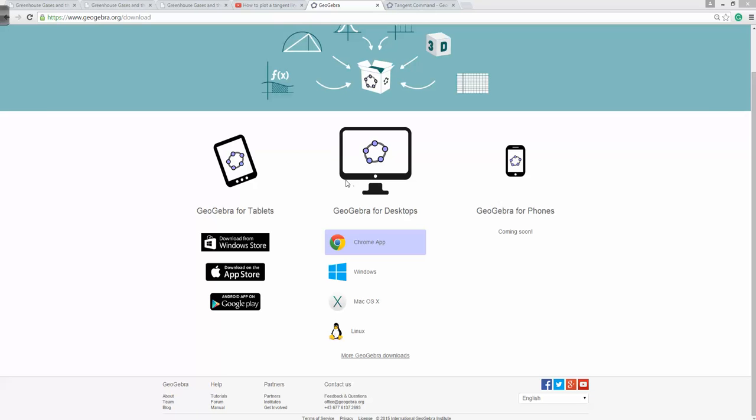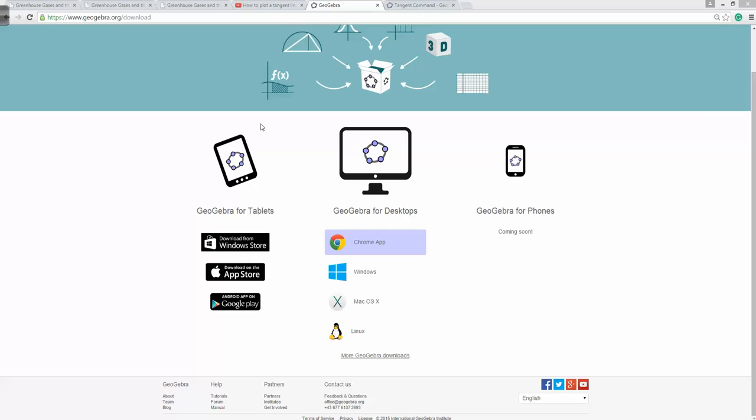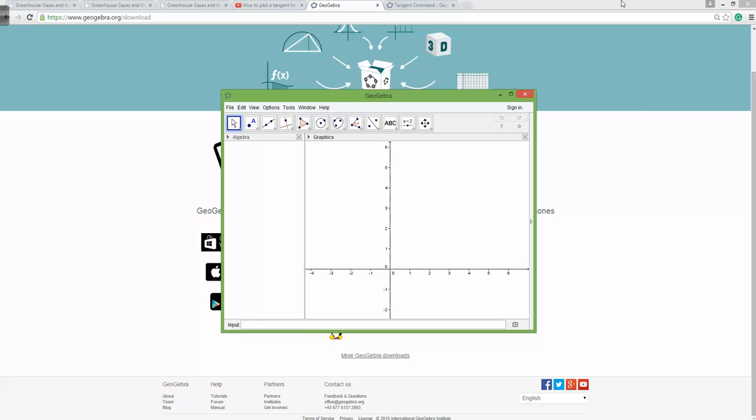Okay, and the program I'm using, I've just got the website for it open here, is called GeoGebra, and it's a free download available for all these different platforms here. And let me just fire this up. Okay, and we're going to use this to explore trying to get the slope at a point.